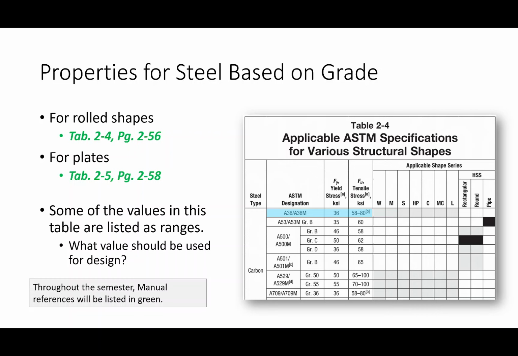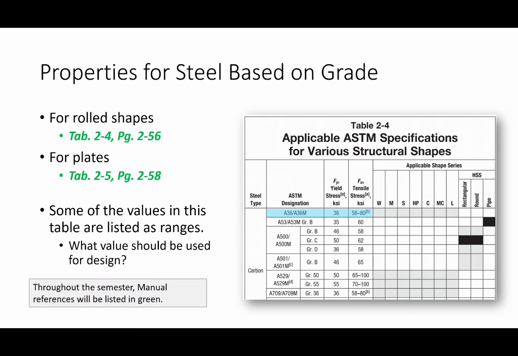This is table 2-4. So just so you're aware, there's a table 2-4 and a table 2-5. Table 2-4 is for rolled shapes like W's, channels, angles, and so on, whereas 2-5 is for just plates and bars and whatnot. Let's talk a little bit about how this table is organized. In this grid, you'll see a series of steel grades and a series of shapes.